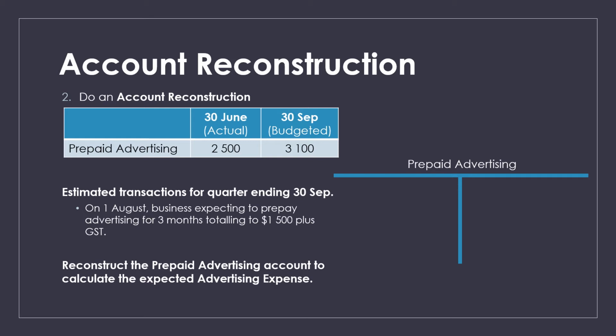Here we've been given the prepaid advertising opening balance, which is the balance on the 30th of June, as well as the expected closing balance on the 30th of September. We're also told that on the 1st of August, the business is expecting to prepay advertising for 3 months, totaling $1,500 plus GST. We need to reconstruct the prepaid advertising account to calculate the expected advertising expense to be incurred in the quarter ending 30th of September.